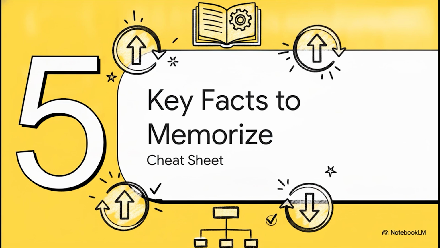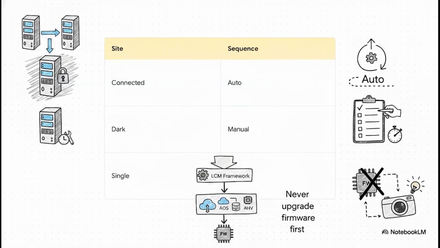Okay, bringing it all home with section 5, key facts to memorize. If you take nothing else away from this explainer, make sure you mentally screenshot these core points. LCM perfectly handles connected site dependencies using its database. Dark sites demand that you manually sequence following the exact documented order we covered. Always update the LCM framework first so the engine is ready to go. Never upgrade firmware first. Leave it for the absolute last step after AOS and AHV. And finally, remember that single nodes require manual firmware updates due to those downtime constraints.